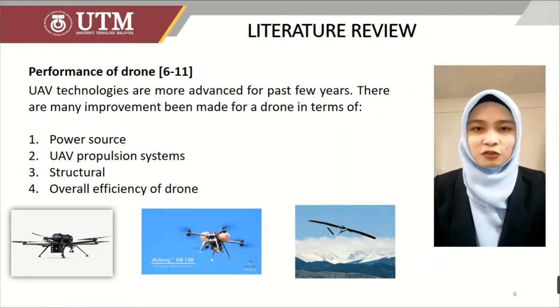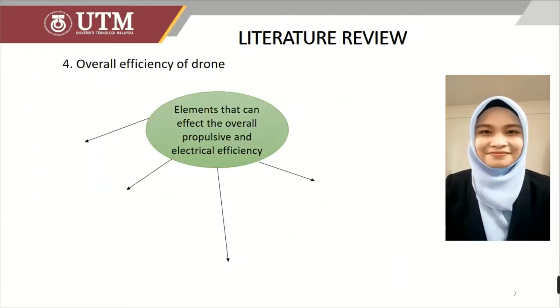This is the literature review for my project, so I will only recap some information of it. So UAV technologies have become more advanced in the past few years. So there are many improvements that have been made for a drone in terms of power source, UAV propulsion system, structural, and overall efficiency of a drone.